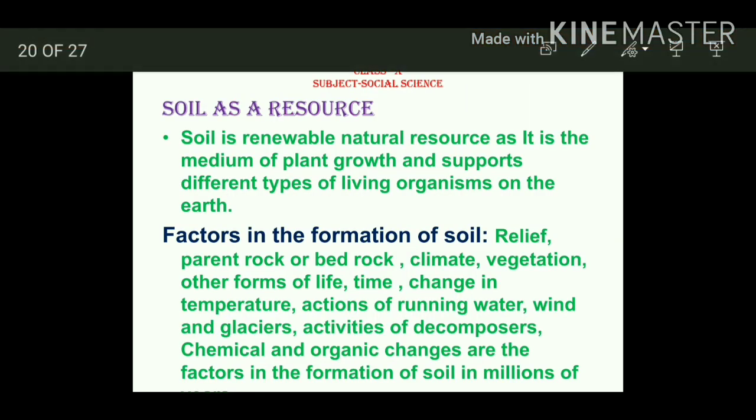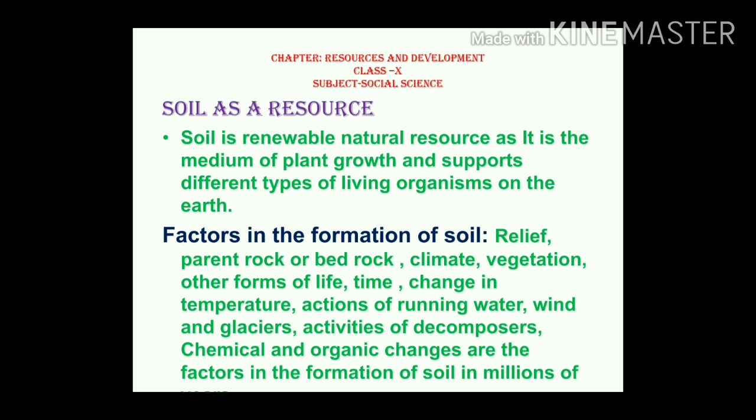Our next heading is soil as a resource. We know that soil is a renewable natural resource. It means that it can be renewed through a natural process. However, you will read that the upper layer of the soil takes millions of years to form. A few centimeters of upper layer require a long process in the making.